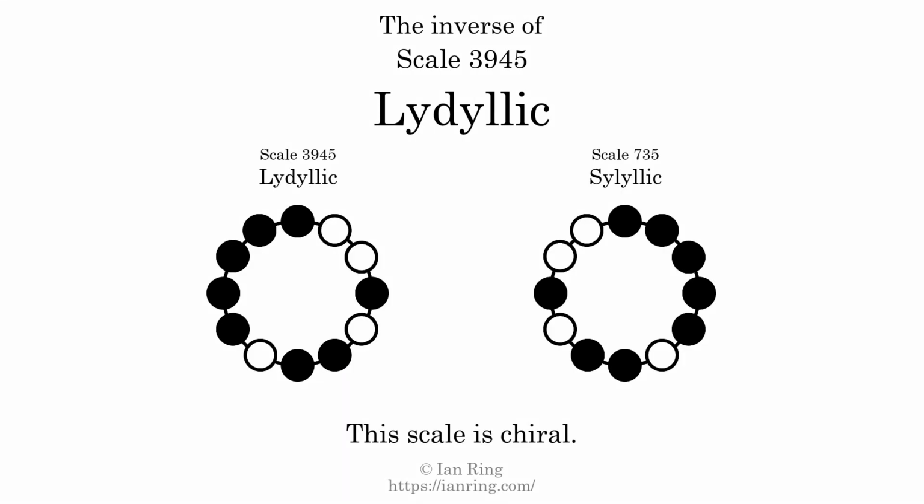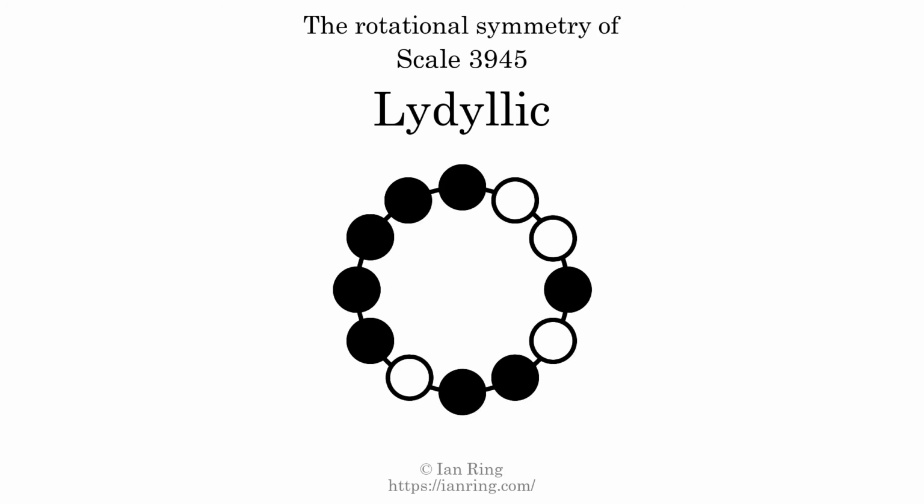The inverse of a scale is a mirror image. It is what you get when the sequence of intervals is reversed. The inverse of this scale is scale 735, also known as Lydyllic. This scale is chiral. It cannot transform into its inverse by rotational transformation. This scale has no rotational symmetry.